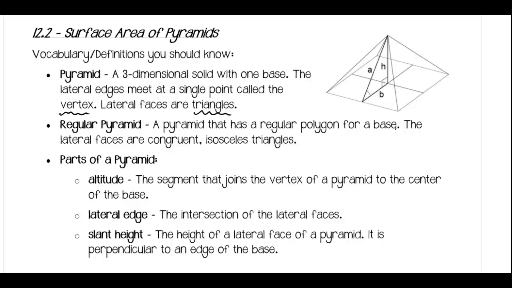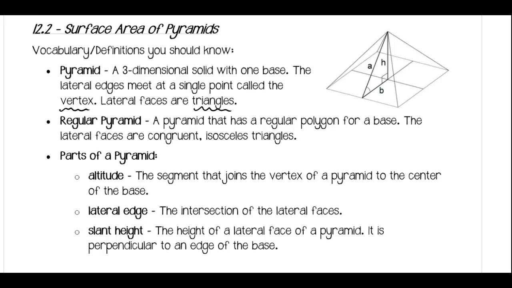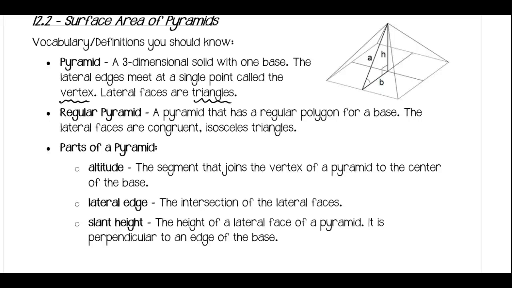They're not necessarily equilateral. And again, don't assume that you have 30, 60, 90s or 45, 45, 90s unless you know for sure or you can prove it some way. So the parts of the pyramid, we've got the altitude. That's the segment that joins the vertex of the pyramid to the center of the base. So in our picture here, it's H.